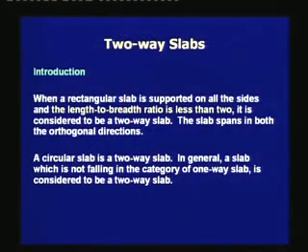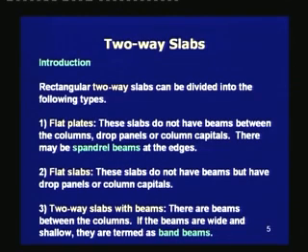A circular slab or other types of rectangular slabs with different types of support conditions which do not fall into the category of a one-way slab are considered as two-way slab. That means, say a rectangular slab which is supported on 3 sides or say 2 adjacent sides, these are also categorized under two-way slabs. Rectangular two-way slabs can be divided into the following types.